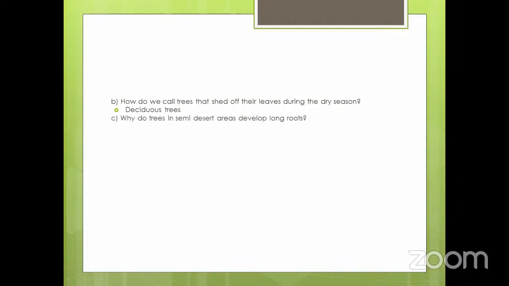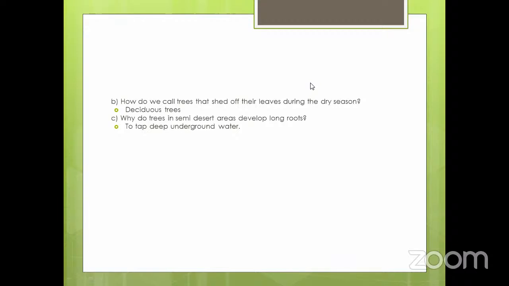Okay, another question is there. I want one person to read for us. Ruth, can you read for us that question? Why do trees in semi-desert areas develop long roots? Okay, the question is, why do trees in semi-desert areas develop long roots?